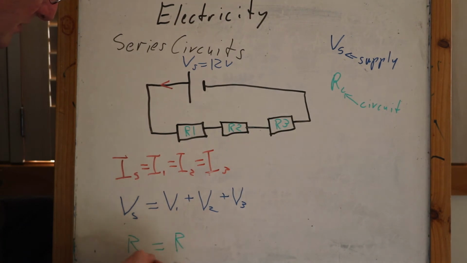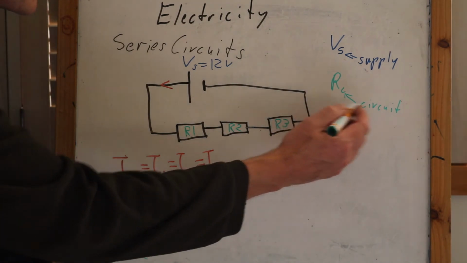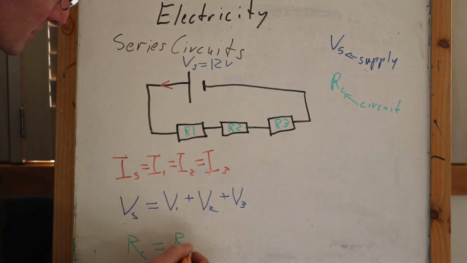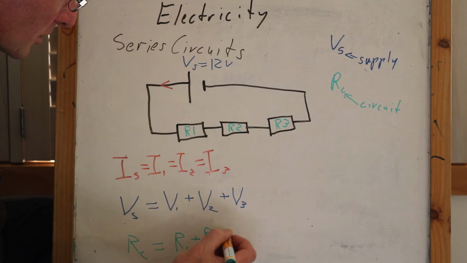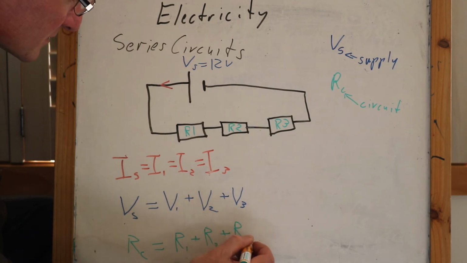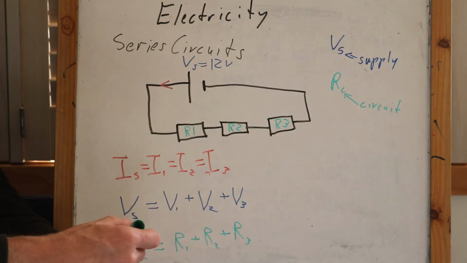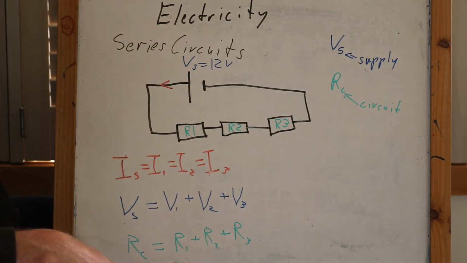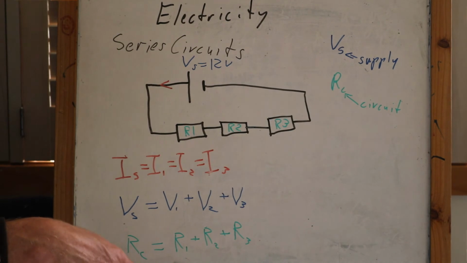So, the resistance of the circuit as a whole, the C stands for circuit, equals resistance 1 plus resistance 2 plus resistance 3, and so on if you add more. I hope this makes sense. Next, we look at parallel circuits.